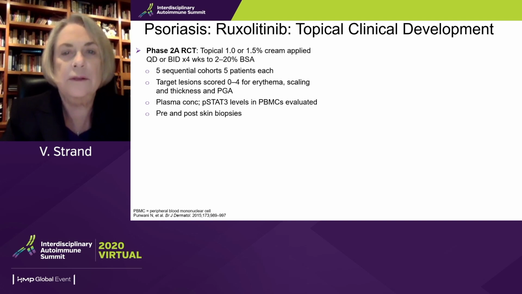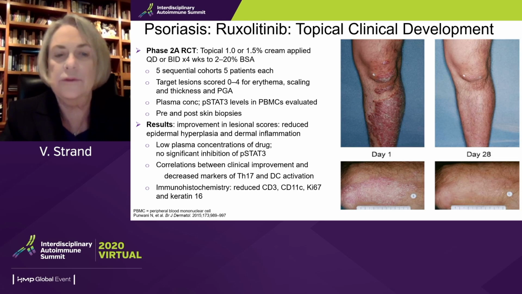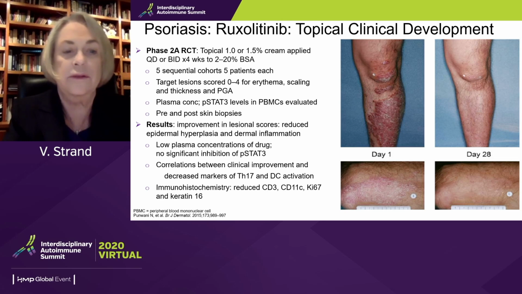Look at these dramatic pictures. What's also interesting is there are biomarkers that correlate with clinical improvement. With clinical improvement, we see decreased markers of Th17 and dendritic cell activation. And by immunohistochemistry, we can see reduced CD3, CD11C, Ki67, and keratin 16 cells and markers. Very interesting.